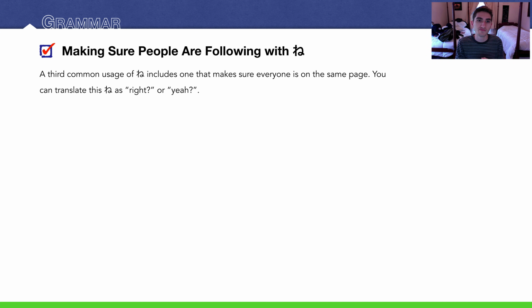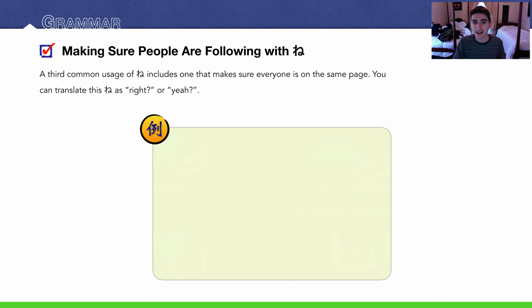With this ne, you know 100% what you're talking about, and you're kind of leading someone, and you're just making sure they're following what you're saying. Ne. And remember, ne always requires a response, which is why Japanese people use it like this, so that people can respond and let them know, oh yes, I'm following you. In English, typically this is translated as right, or yeah. And I'll show you what I mean in a second. I like yeah because it really sets this definition apart from the other uses of ne, I think.